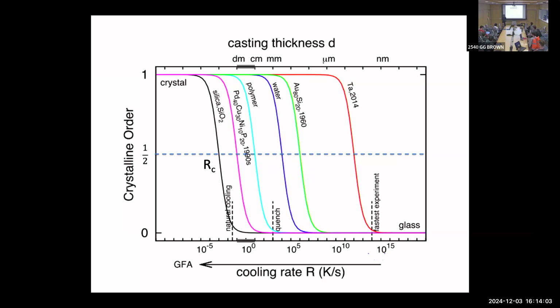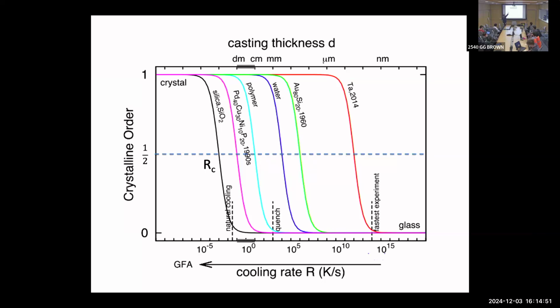This is from work in China by Weihua Wang. But then this was a binary bulk metallic, or at least metallic glass former. There's water, a bulk metallic glass former here, and then silicon dioxide. And so you see what's happening as you go from these materials to these materials is the critical cooling rate is decreasing. That is, what cooling rate do you need to achieve a really large crystalline order? And I'm going to talk more about what this is.